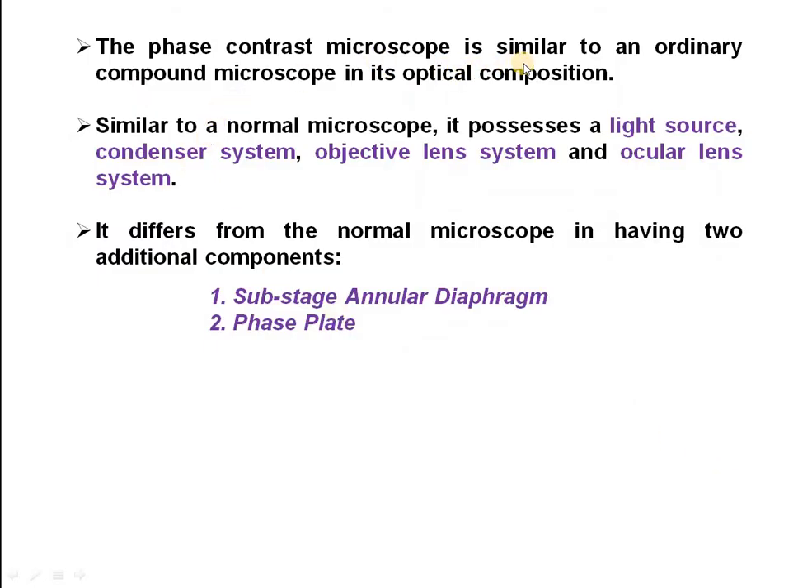So the phase contrast microscope is similar to an ordinary compound microscope in its optical composition, and it has the light source, the condenser system, objective lens system, and ocular lens system. So these are the common features of any bright field microscope. In addition to these, there are two other structures, that is a substage annular diaphragm and a phase plate. These two structures are responsible for generation of the phase contrast of the image in the phase contrast microscope. So with the help of these two additional structures, the phase contrast microscope can be realized.